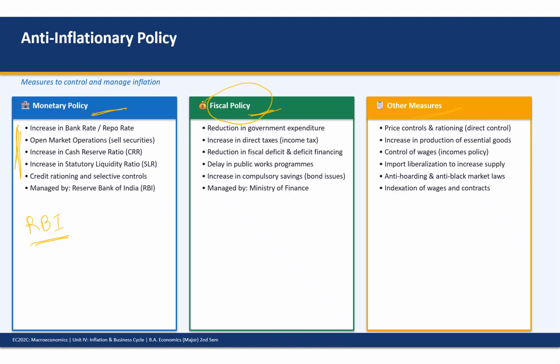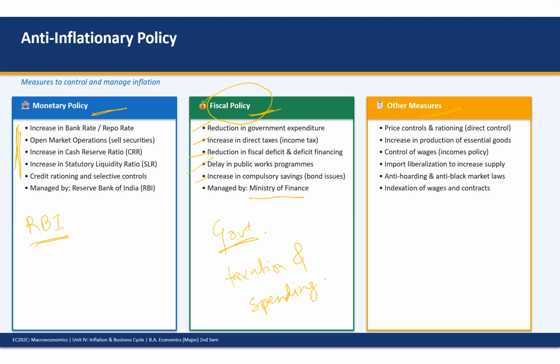Fiscal policy means actions taken by the government through taxation and spending. Now, the tools that are used under fiscal policy are reducing government expenditure, increase in direct tax, reduction in fiscal deficit and deficit financing, delaying public works program, increase in compulsory saving through bond issues, and all the fiscal policies are managed by the Ministry of Finance.